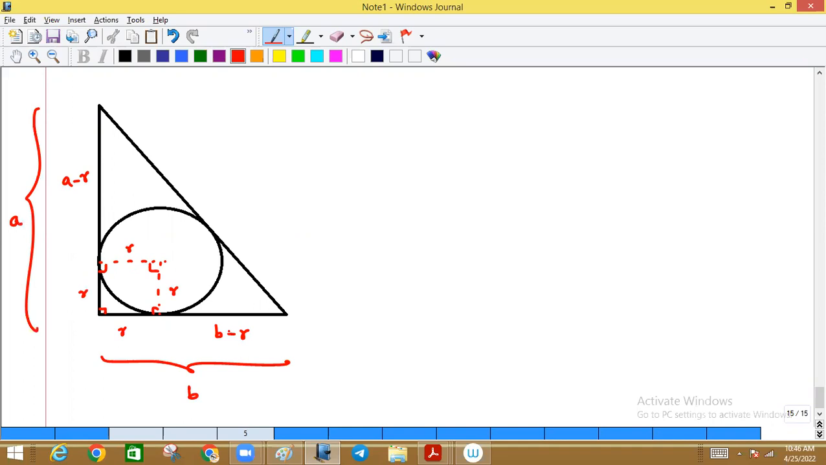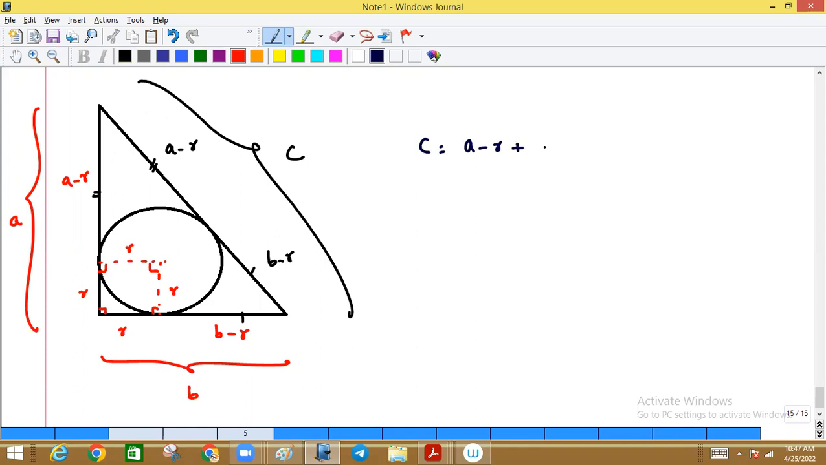B minus R. Now, lengths of tangents are equal. Therefore, A minus R equal to A minus R. B minus R is equals to B minus R. But this entire length, I say the third side, is C. Now, C is equals to A minus R plus B minus R. 2R is equals to A plus B minus C. Therefore, R is equals to A plus B minus C by 2.